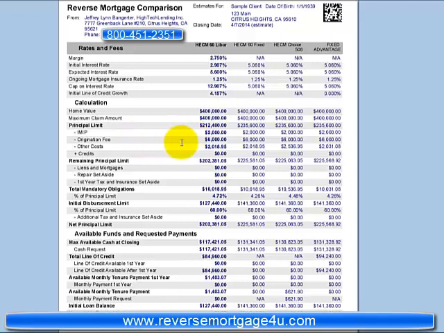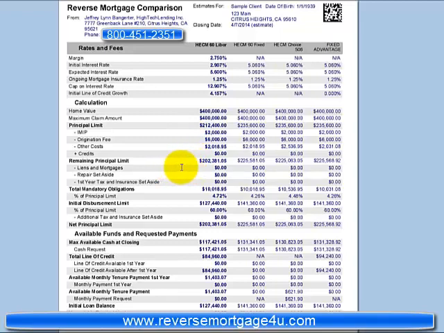An origination fee, this is how I get paid and my processors and the company to put the whole loan together for you. Other costs would be title insurance, recording fees, all the things that would be in a normal real estate transaction. And then any credits would be illustrated here. Your remaining principal limit is just taking the $212,400 minus all those fees, which gives you $202,381 in this first loan.